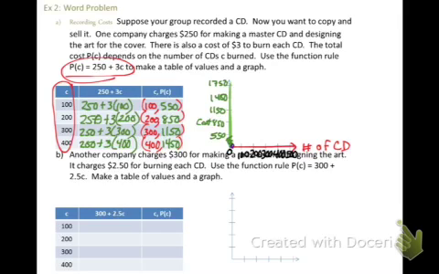So 0 to 0, that's how much. You don't buy anything, then it's $0. If you buy 100 of them, it's going to be $550. If you buy 200, it's going to be $850. If you buy 300, it's going to be $1150. And if you buy 400, it's $1450. And then you draw your line. If you do it on graphing paper, this is what it will look like.